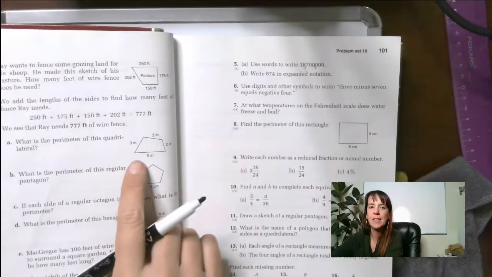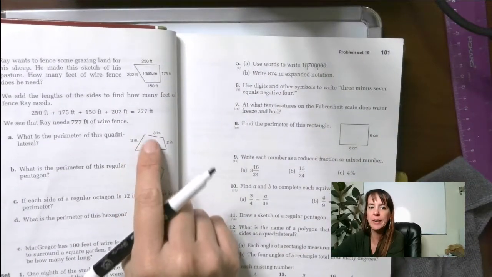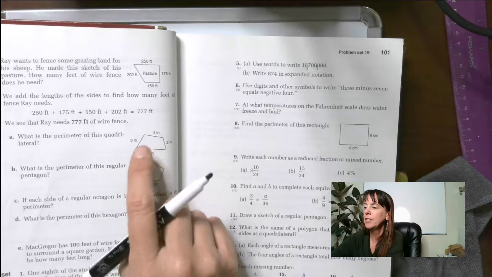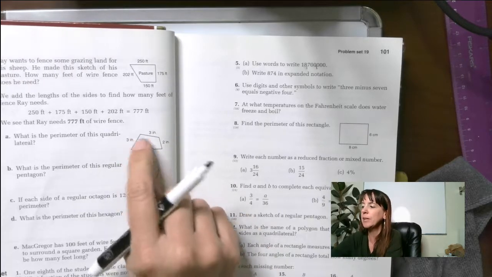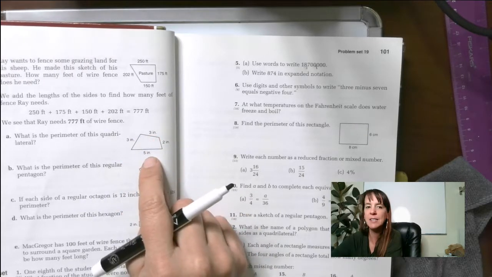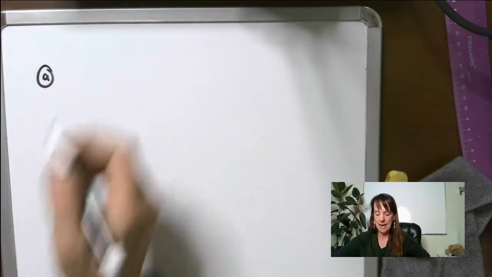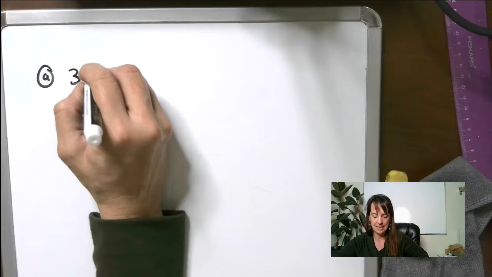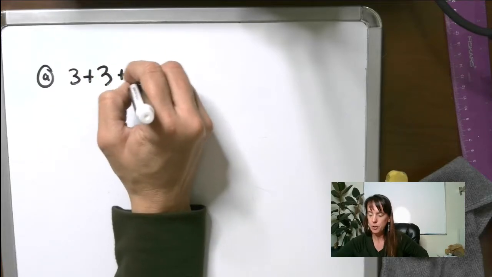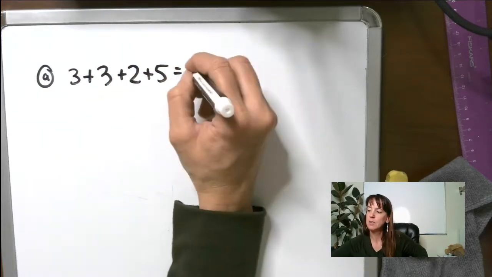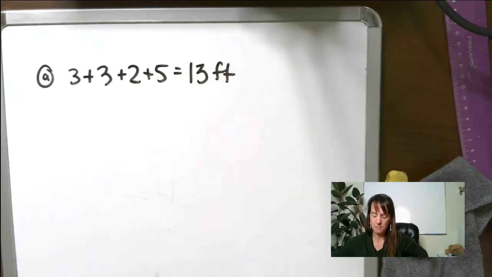Right here, you see it's 3, 3, 2, and 5. Well, 3 and 3 is 6, plus 5 is 11, plus 2 more is 13. So for A, adding all that up, showing your work looks like this. 3 plus 3 plus 2 plus 5 equals 13 feet.